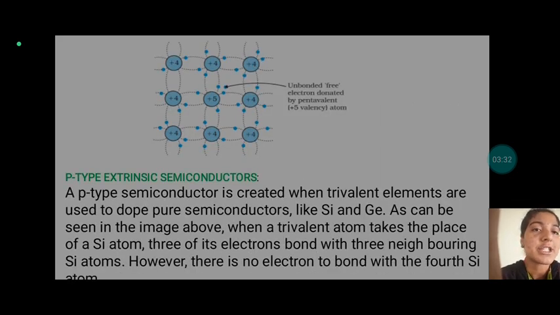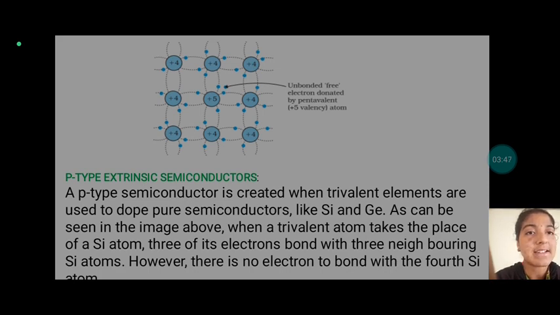Here is the diagram which explains the N-type semiconductors. Here the arrow shows the unbonded free electron donated by a pentavalent atom. Pentavalent means having 5 valency.